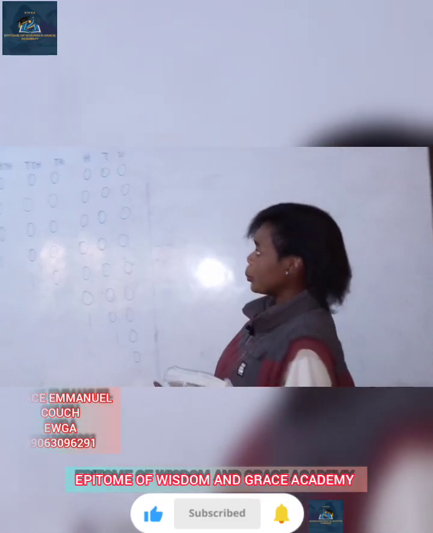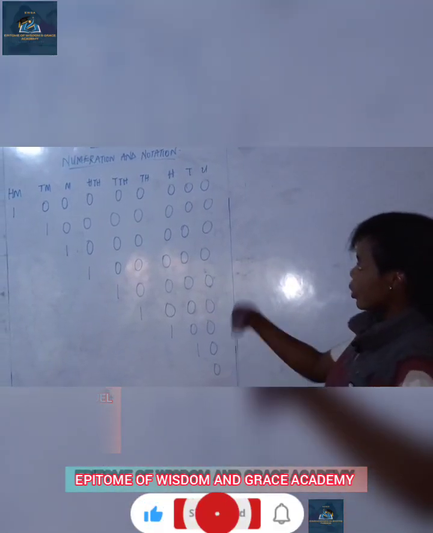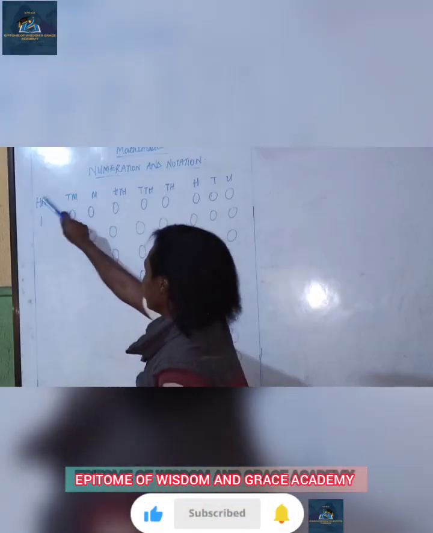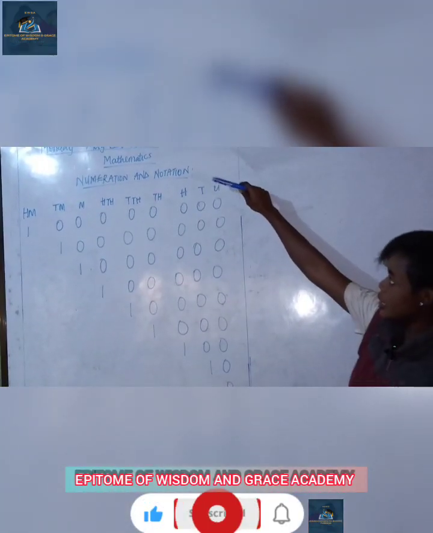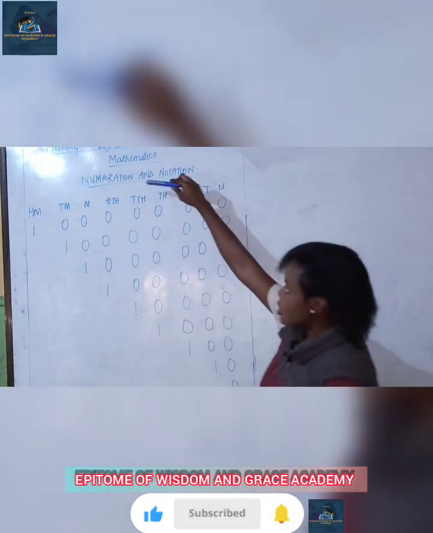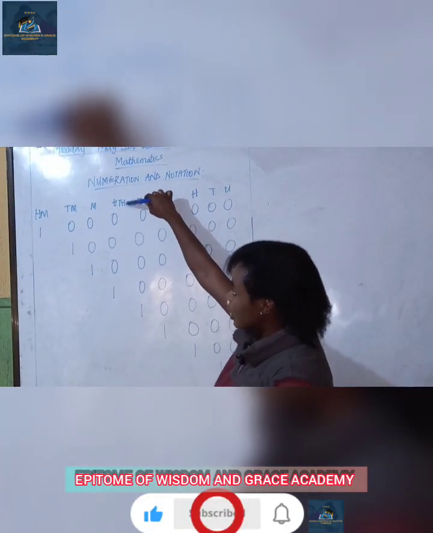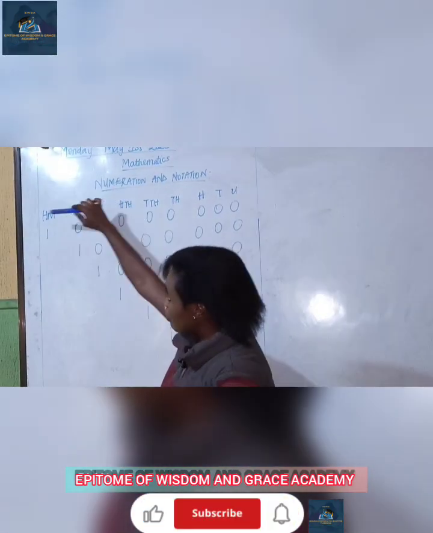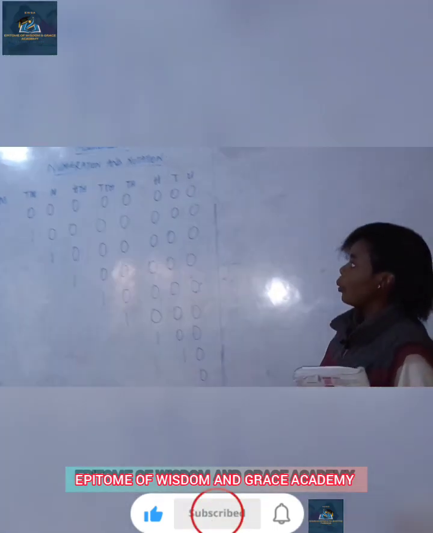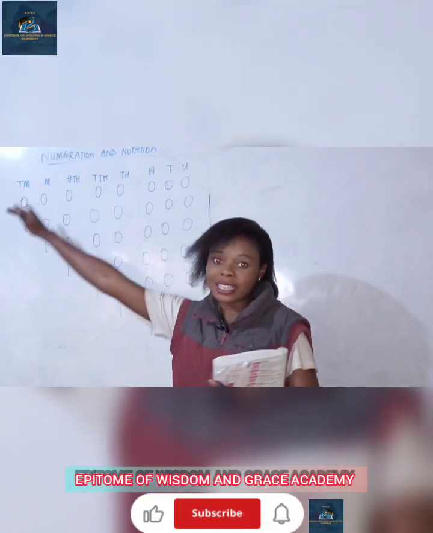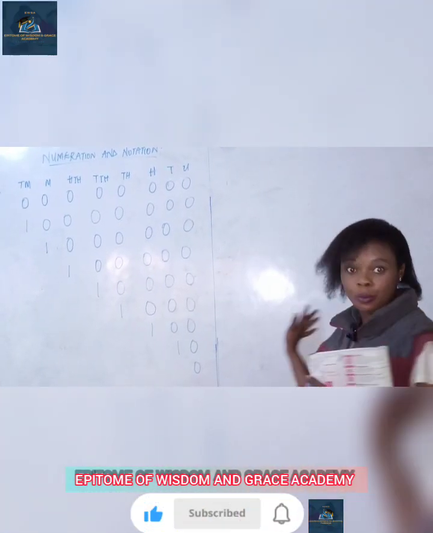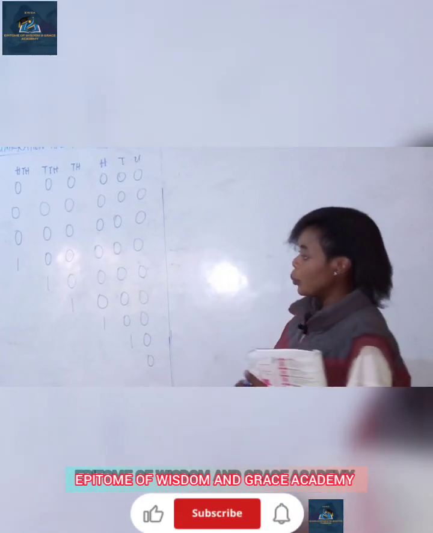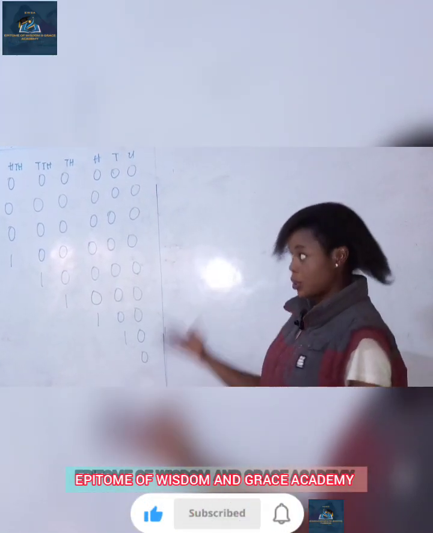Now look at this table. Let me start from here: the units, the tens, the hundred, thousand, tens of thousand, hundred of thousand, million, tens of million, and hundred of million. Well, this table is going to make it easy. Every other thing we're going to be doing on this topic, with this table, it will be very easy for us to understand.